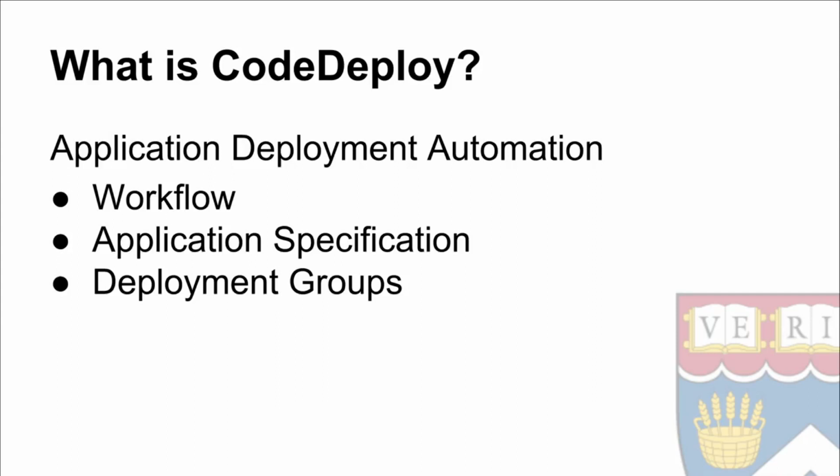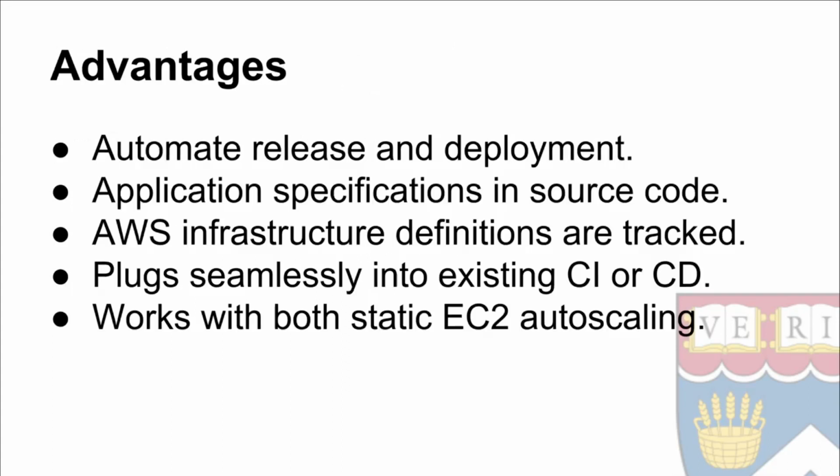How it pulls this off is by allowing you to define application specifications and then grouping your EC2 instances into what they call deployment groups. And to give you some background, we'll go forward. First we'll do advantages. So what are some of the advantages of using something like Code Deploy to push software to EC2 instances?